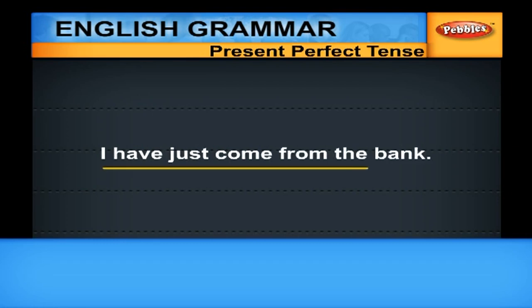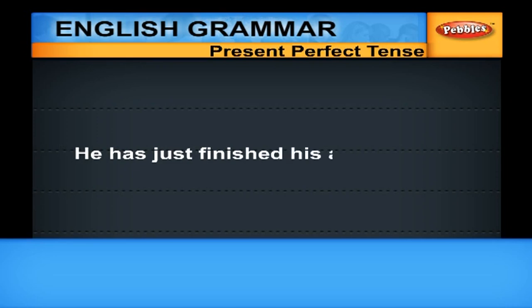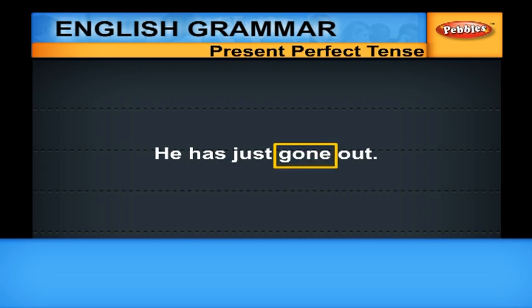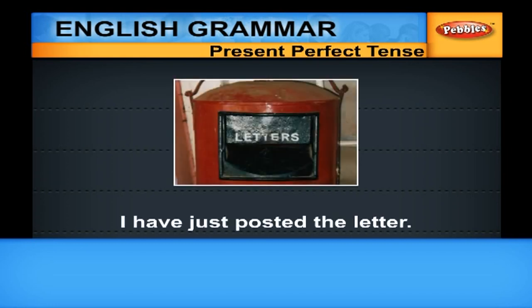I have just come from the bank. Come is the VEN form or past participle of the verb come. He has just finished his assignment. Finished is the VEN form of finish. He has just gone out. Gone is the VEN form of go. I have just posted the letter. Posted is the VEN form of post. So, when you refer to an action just completed, you can use present perfect.